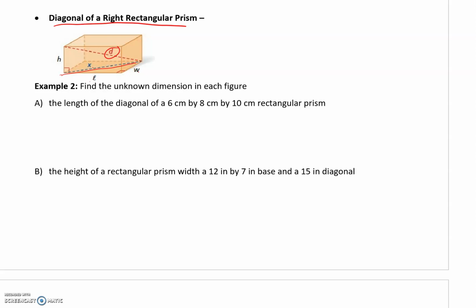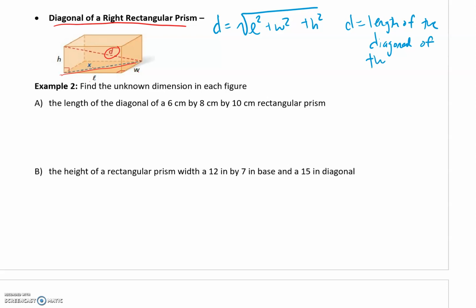So what's neat about this is we can put it all together, use your Pythagorean theorems, and substitute to create one single formula where the diagonal D equals the square root of length squared plus width squared plus height squared, where D is the length of the diagonal. And I'm going to be specific here. It's the diagonal of the prism, not the diagonal of the face. So it has to go from corner of the prism to the opposite corner, so straight through the middle, not along the side. And this works only for a right rectangular prism.